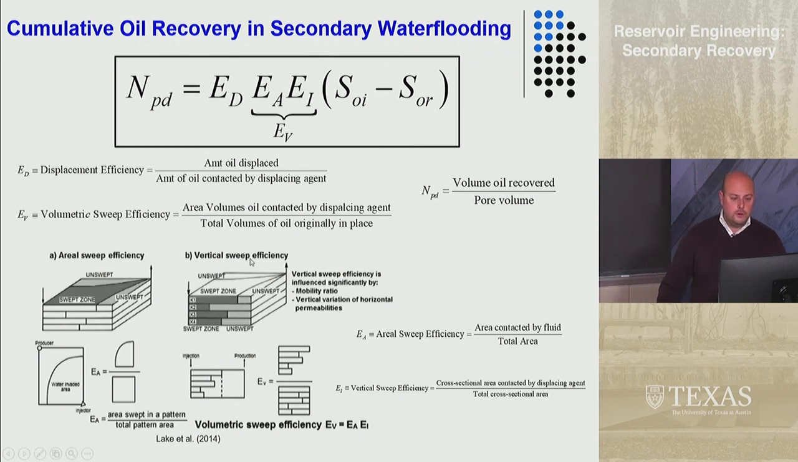Then you have what's called vertical sweep efficiency, or EI, and that is due to the permeability of different layers. If you've got a high permeability layer, and the extreme case would be like a fracture, but any high permeability layer, then the water is going to zip through that and reach the producer well before the other layers get swept.